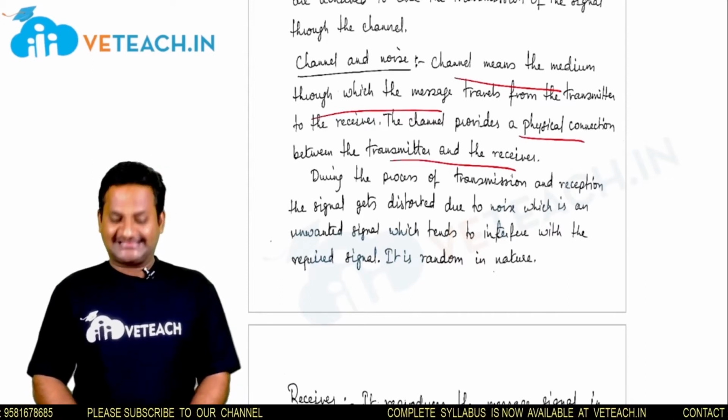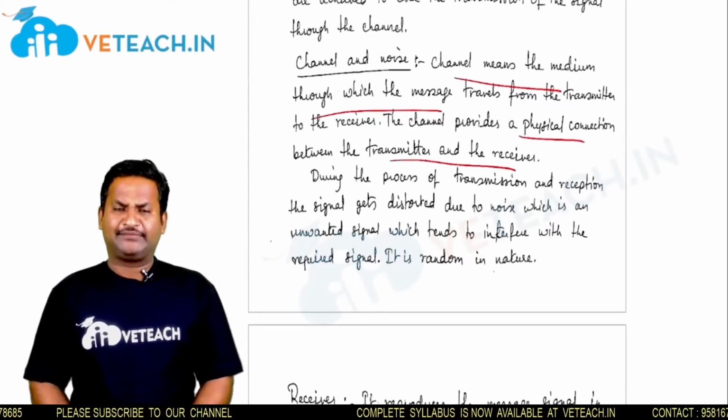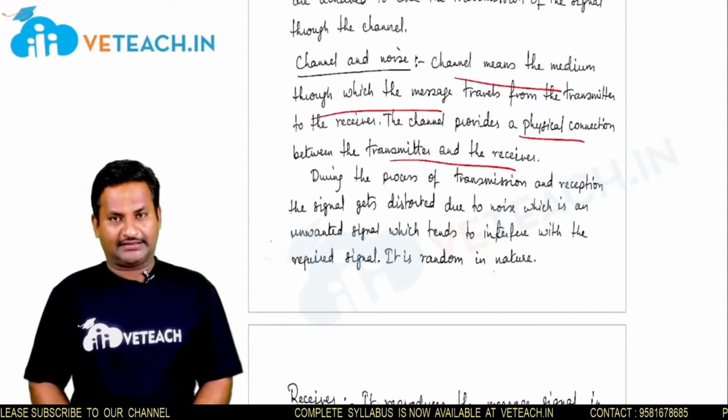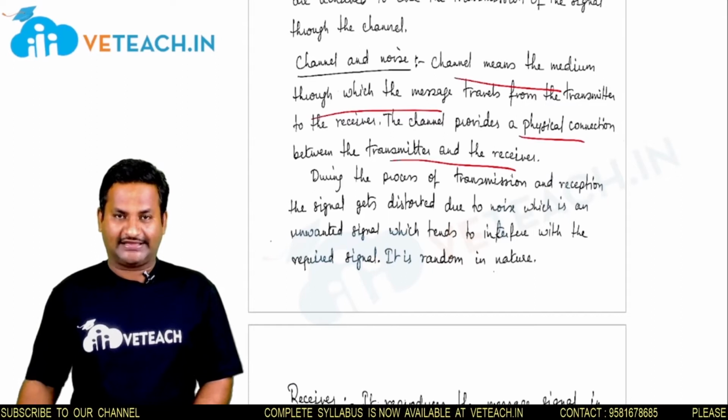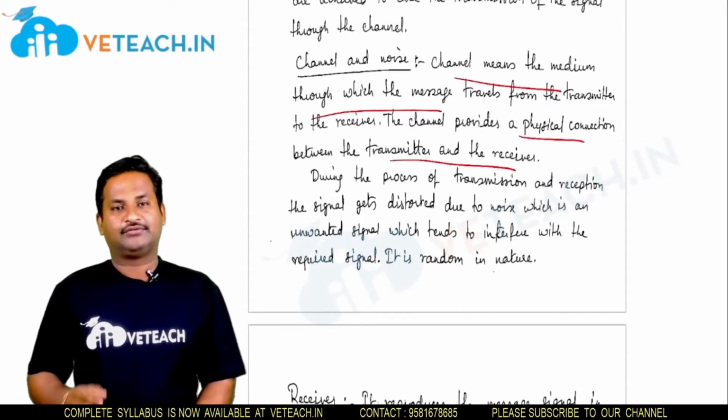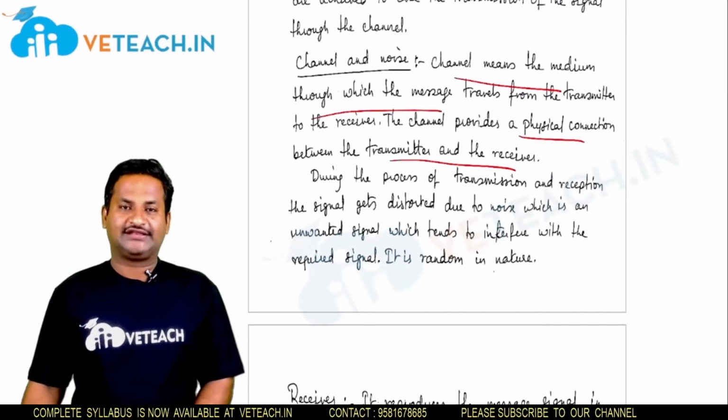During the process of transmission and reception, the signal may be distorted. The signal may be affected due to different kinds of parameters. The concept is said to be the noise. Noise is an unwanted signal which is added and affects the original information.